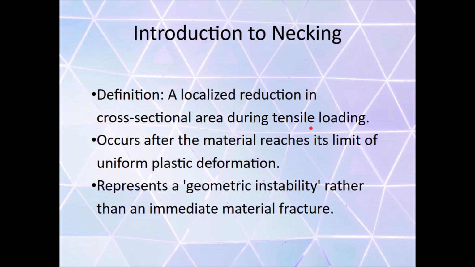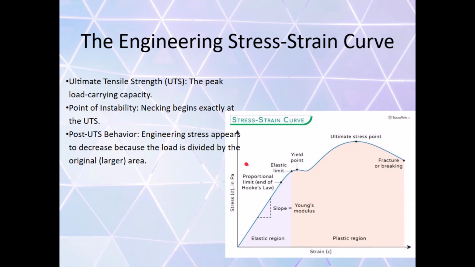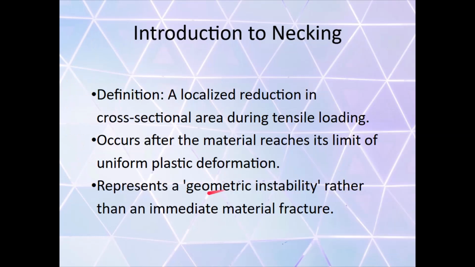While applying tensile load on the specimen, there will be some reduction in the area at some point, and then it undergoes fracture. So the material reaches its limit of uniform plastic deformation. This can be seen in the engineering stress strain curve. After the elastic limit, there is some uniform plastic deformation, and then it undergoes fracture. So there is no immediate fracture.